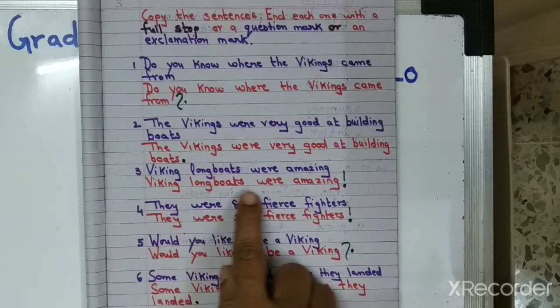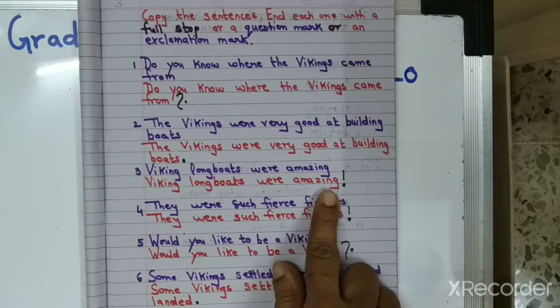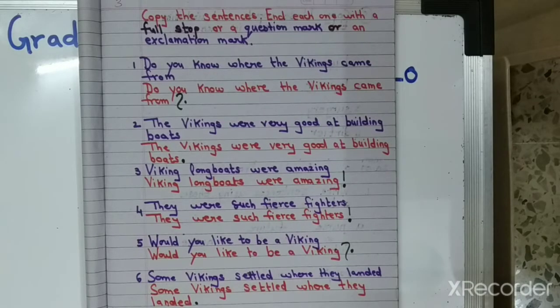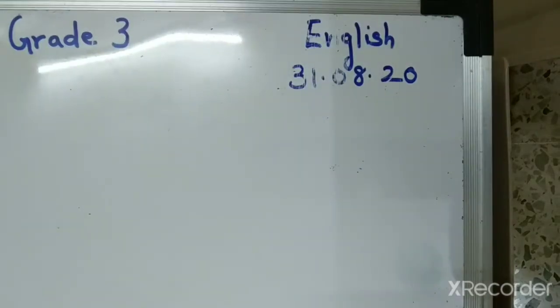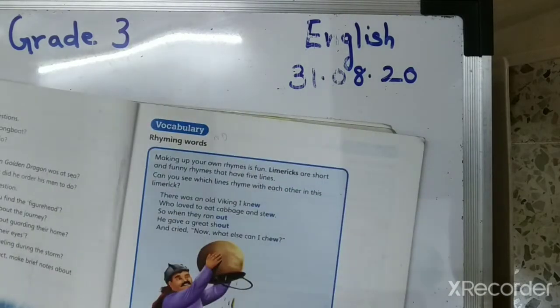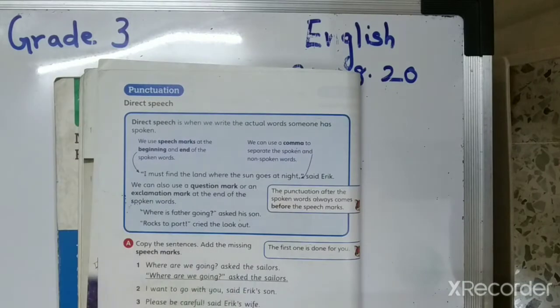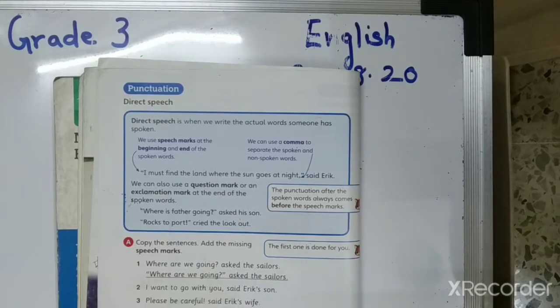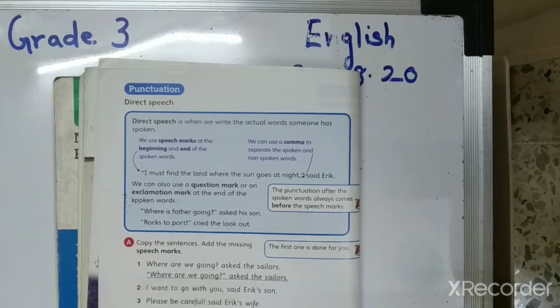Now see over here, Viking longboats were amazing! Okay? So exclamatory sentences show surprise, happiness, or you're excited. It could be even horror. You're scared of something, or even pain. Right? So now let's move to our textbook. So children, we open our textbooks to page 18, unit 2. Let's read this information box, children.